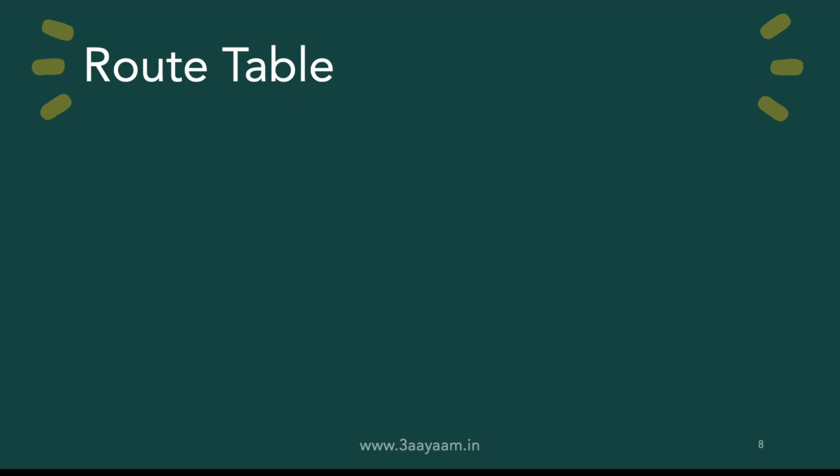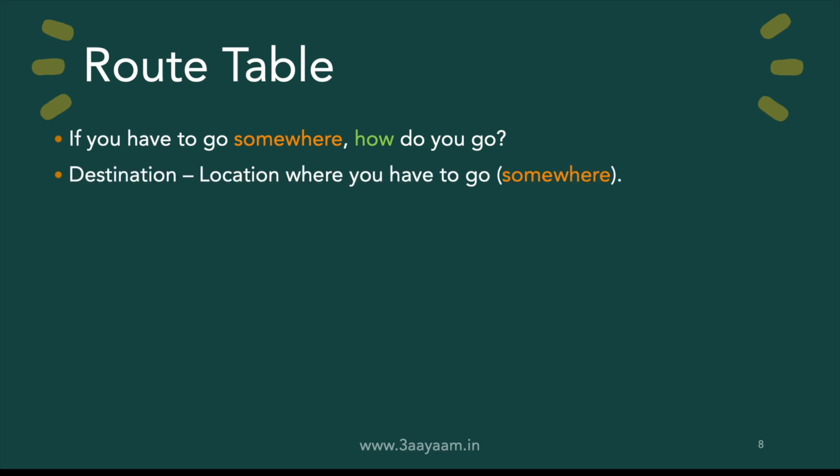So any devices or any EC2 instances that we launch inside of a private subnet will not have any internet connection. The next component is the route table. So what is a route table? A route table is something that tells you, if you have to go somewhere, how do you go? This is again in normal terms. So let's say from an EC2 instance or from a subnet, you want to go to another EC2 instance or another subnet, how do you go? Or if you have to go to the internet, what should be the route for the EC2 instance to go to the internet?